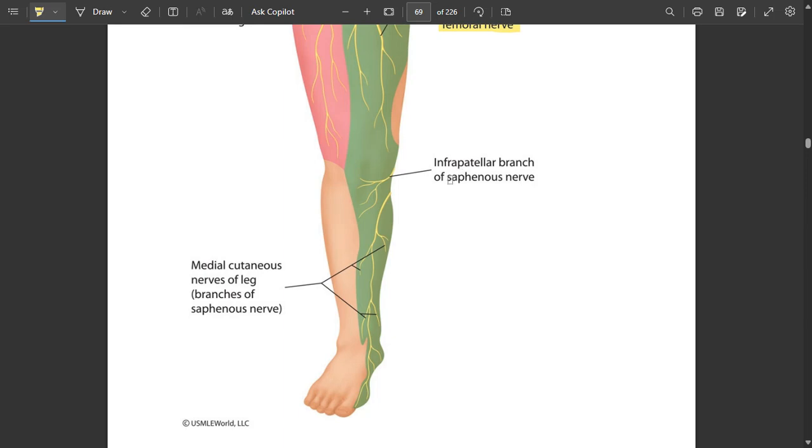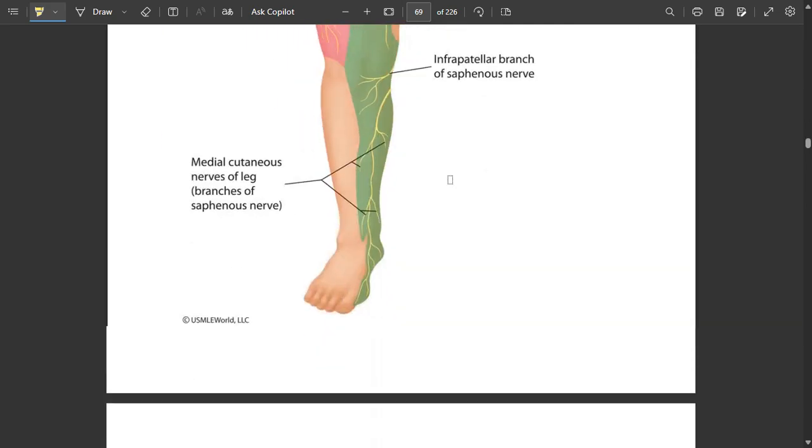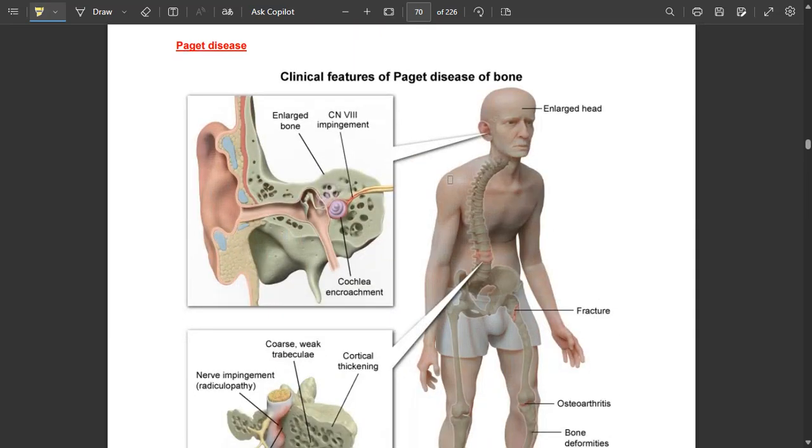the infrapatellar branch of the saphenous nerve. So around the knee joint, medially, the infrapatellar branch, below the patella, supplies the middle part, and the middle cutaneous nerve of the leg is a branch of the saphenous nerve. So the femoral nerve and saphenous nerve provide the medial part of the leg, while the lateral part is provided by the lateral cutaneous nerve of the thigh.